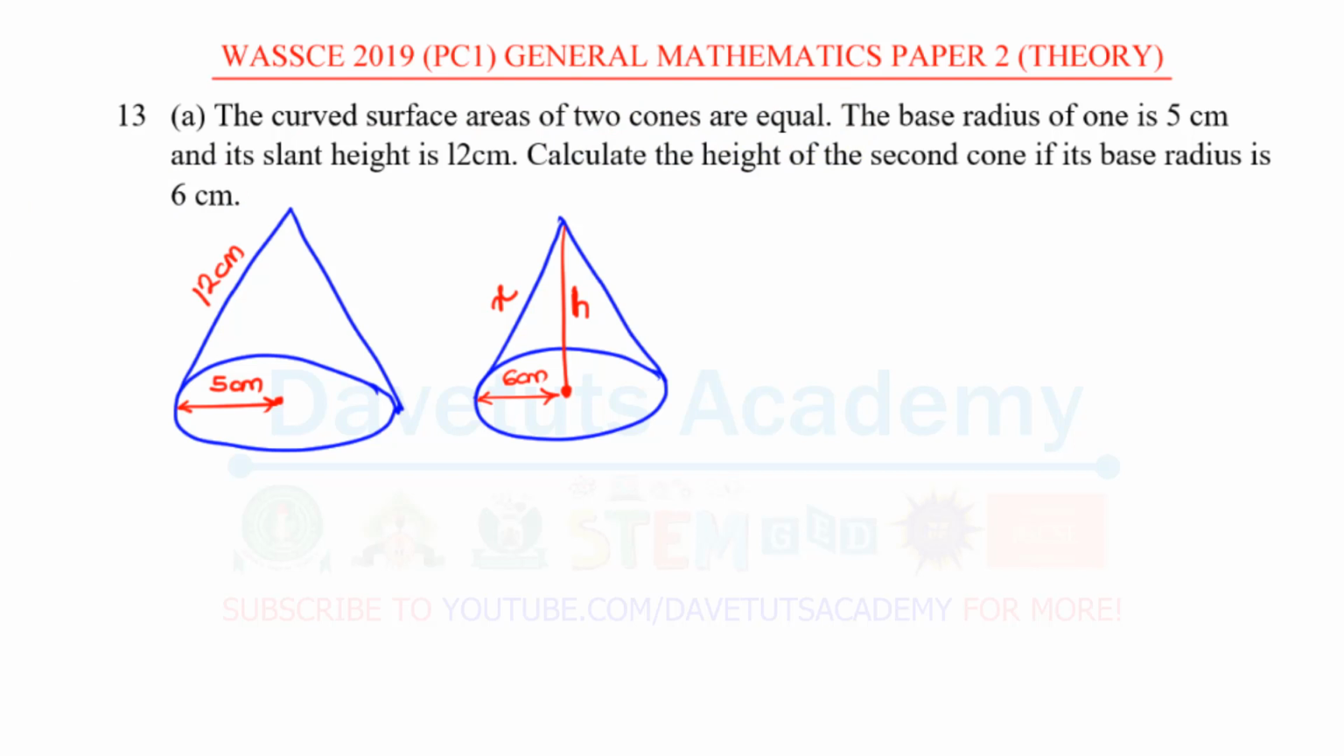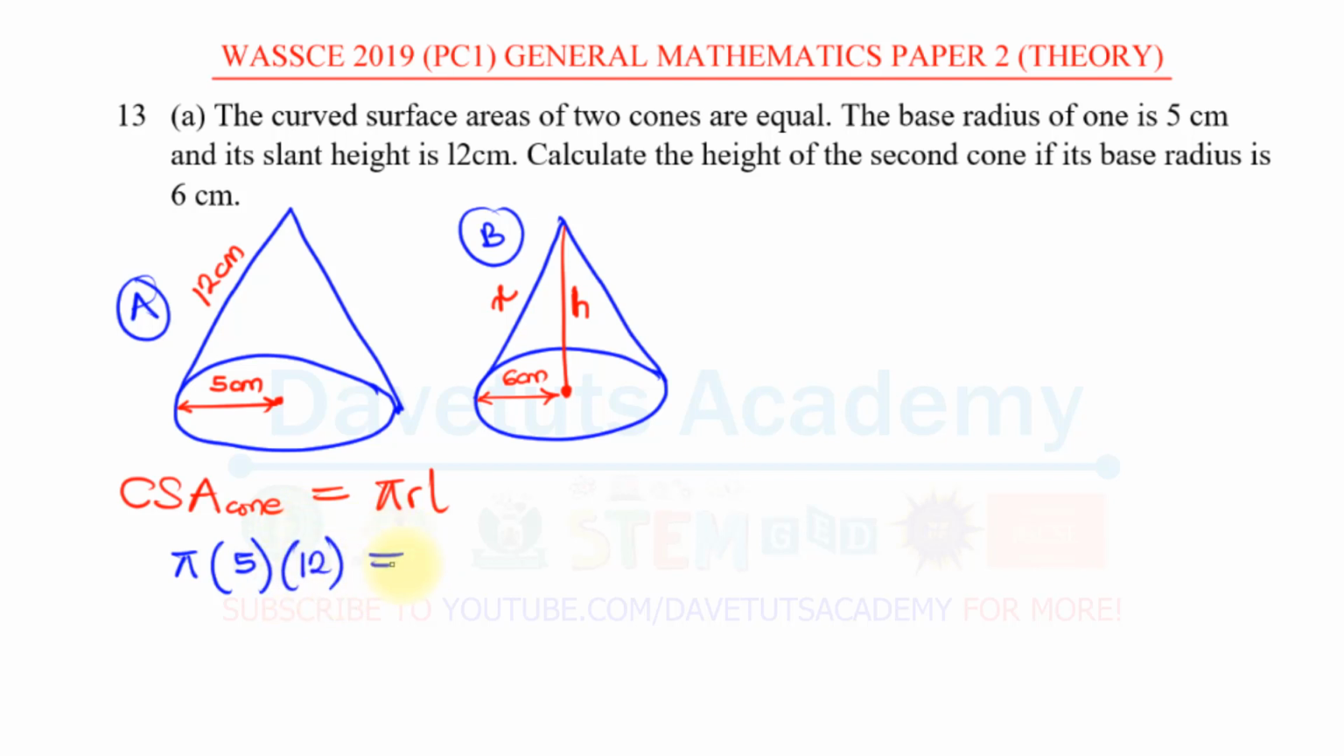But first we need to understand the formula for the curved surface area of a cone. You know that the curved surface area of a cone is given as pi r l. So for cone A and cone B, the two cones that we are given, let's say this is A and this is B. For A, the curved surface area will be pi, what's the radius? The radius is 5 multiplied by the slant height, that is 12.